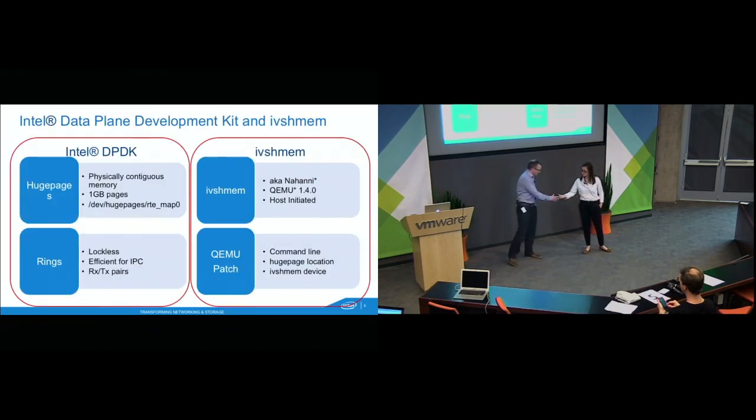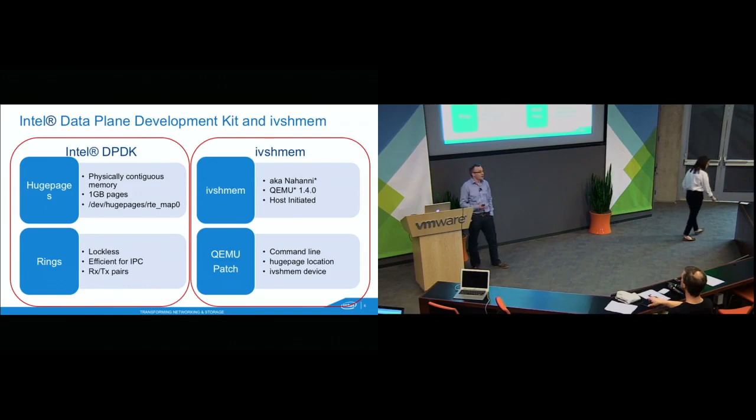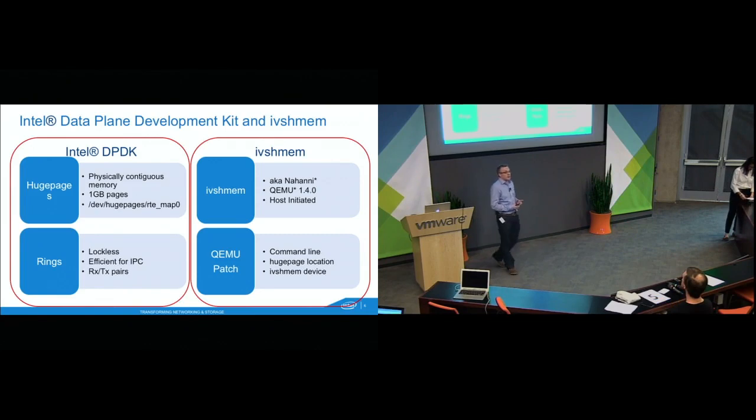Okay, so thanks, Mark. That was the default access method to the guest. But now we're going to look at the first accelerated access method to the guest that's provided in netdev-dpdk. So this is using Intel DPDK rings and IVSHMEM.